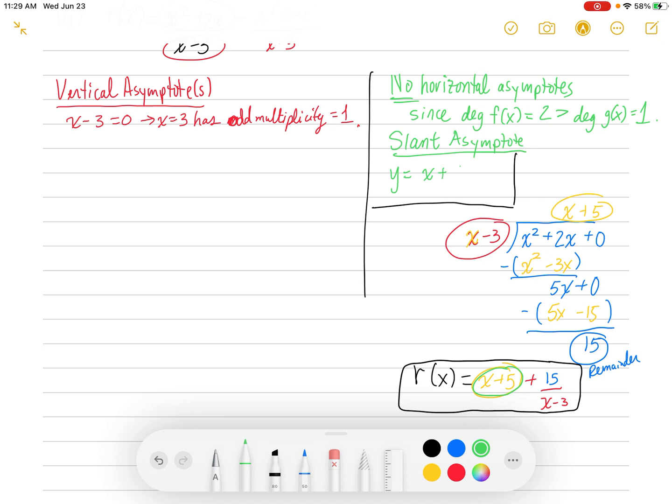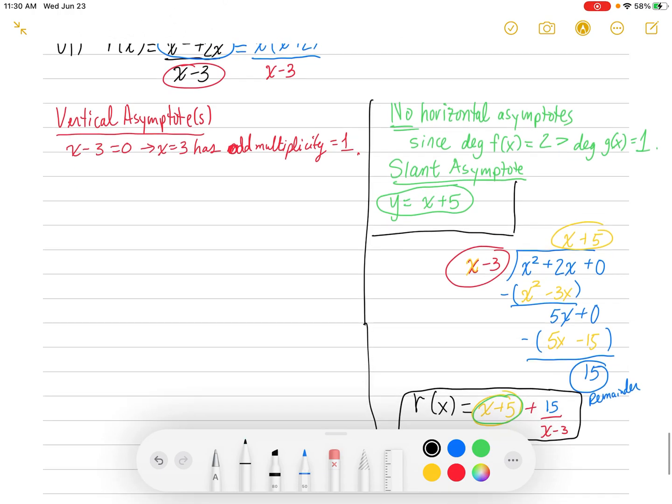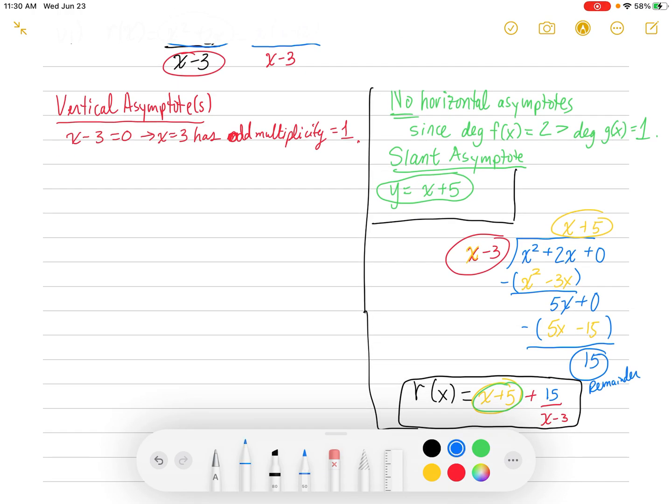And this yellow part here, that's called the slant asymptote. I'm going to circle that in green. So the slant asymptote, we're going to call it y equals x plus 5. So that's basically an equation of a line. So there's this ascending, diagonal line that's an asymptote for your graph.